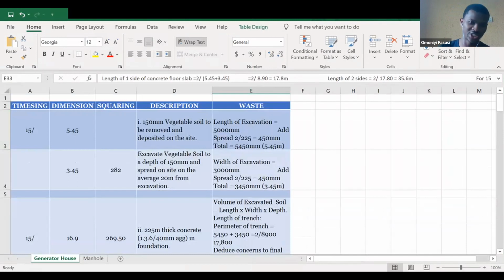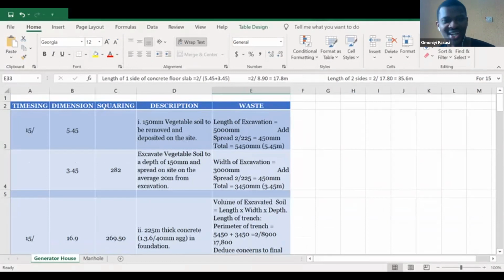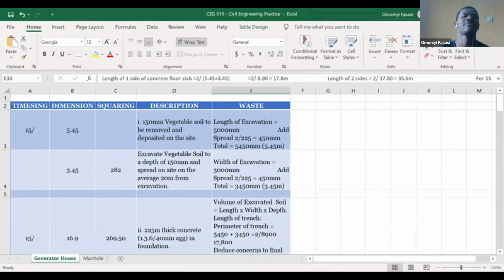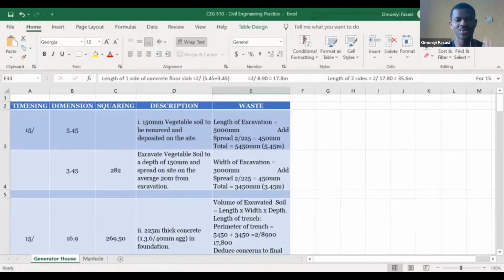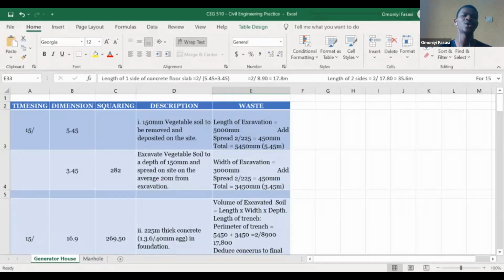So here's the calculation for the generator house. Let's begin. The first thing you need to know is that, like I explained when I was telling you about the land, when you go to virgin land you have to clear the land first, Abby. So where are you clearing? What area exactly are you clearing? What's the length, what's the breadth, what's the depth?